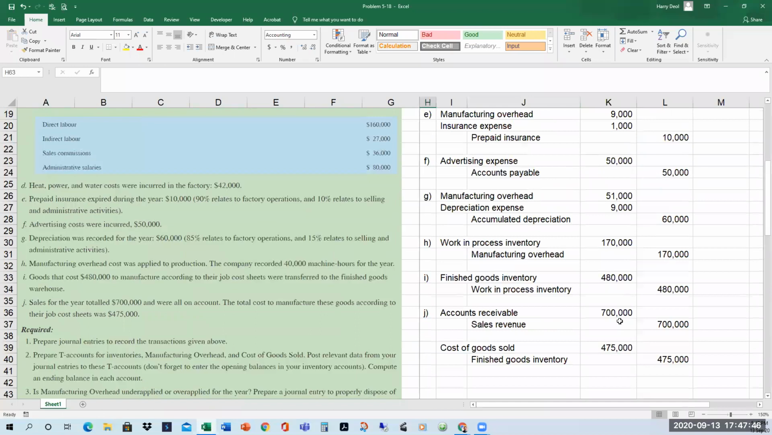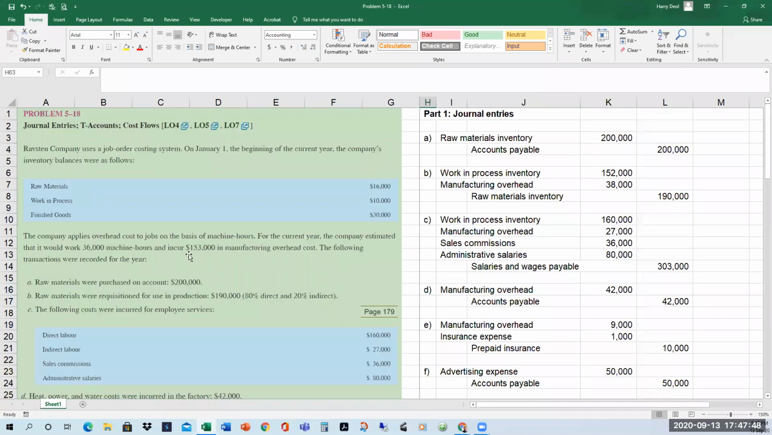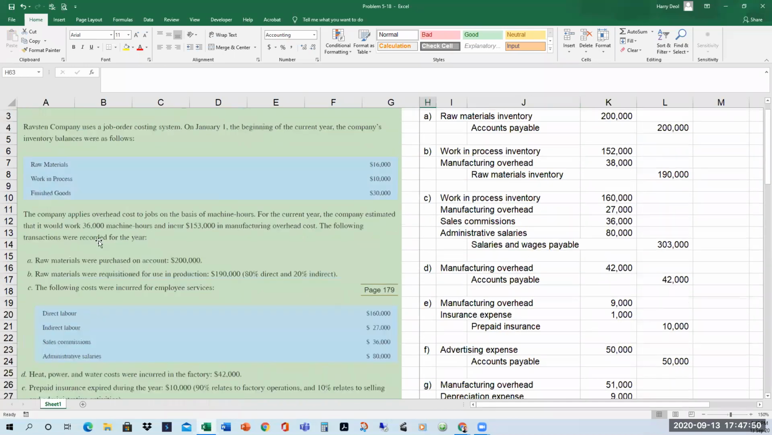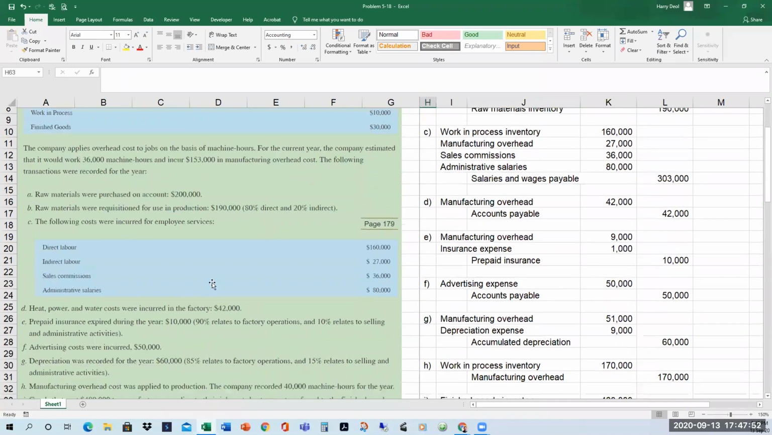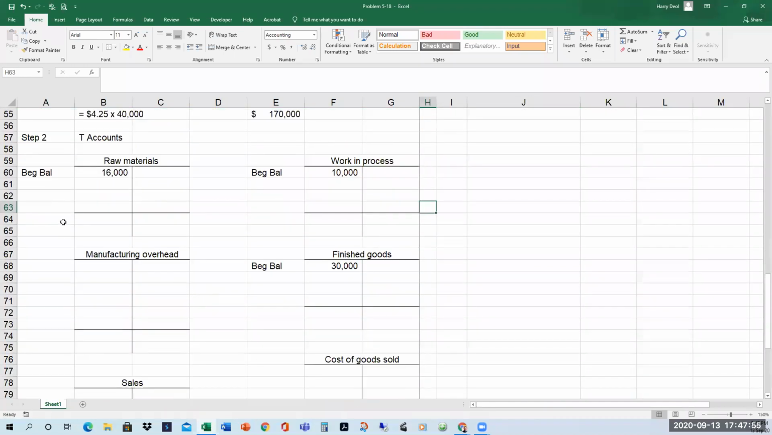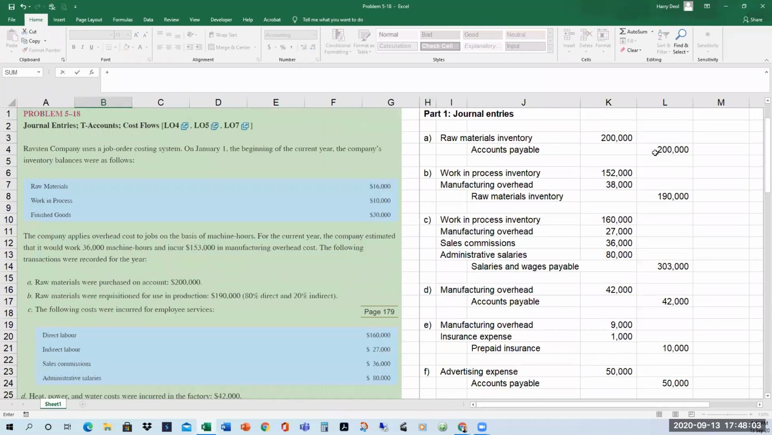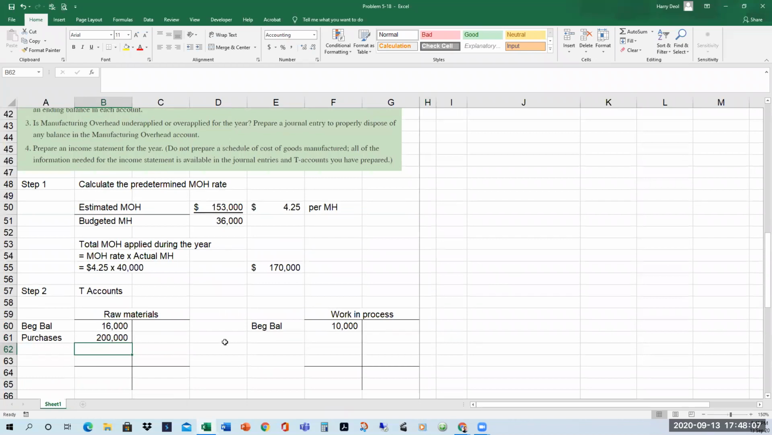Next up, we would post the journal entries. So raw materials were purchased on account. So purchase of raw materials, you debit raw materials inventory. So purchases, debit the raw materials for $200,000. Then raw materials were used.